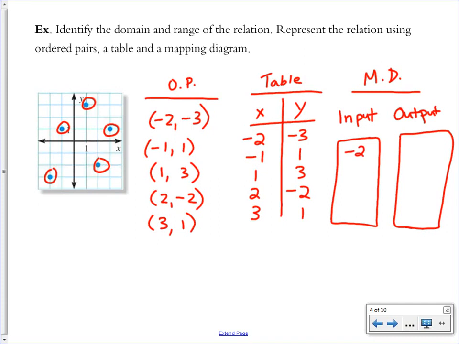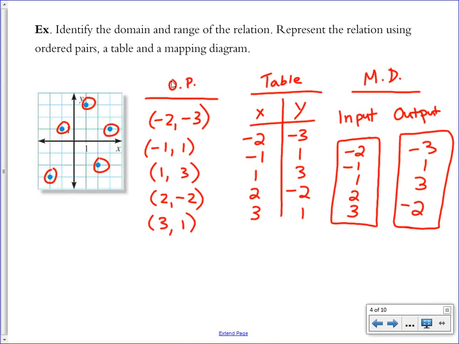I'm looking at the x column from the table, filling those numbers in as my input. For my output, you can see that I have a 1 on that list twice, so I don't need to show it twice. I'll only list it one time. And it's okay if one box has more numbers in it than the other box, because now we're going to use arrows to show the connections.